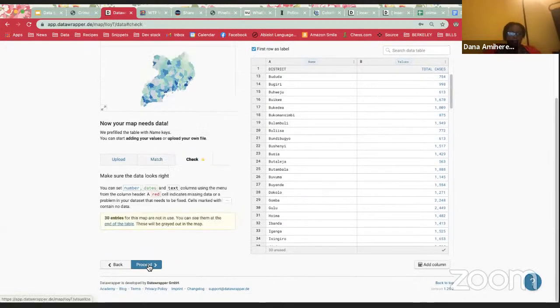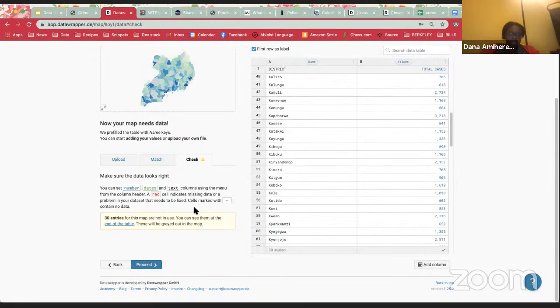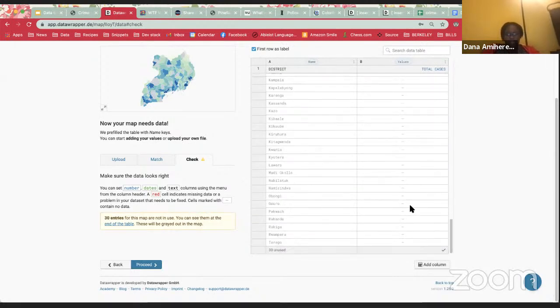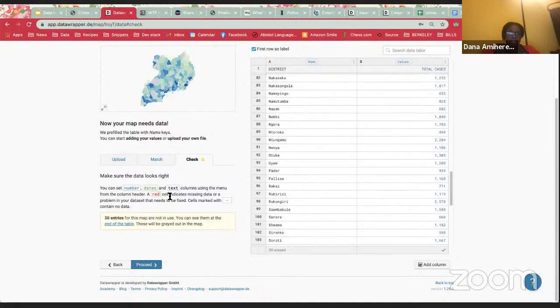Okay, I'm gonna click proceed. And see, this is giving us the same information that we already have. So it's saying that numbers are blue, we can see that. Dates are green, we don't have any dates, so there's no green. Text is black, we know that. Cells marked with the dash contain no data, well, we see that because those are unused. And then the red indicates missing data or a problem. And we resolved that problem, the error that was here. So we're gonna proceed with that.